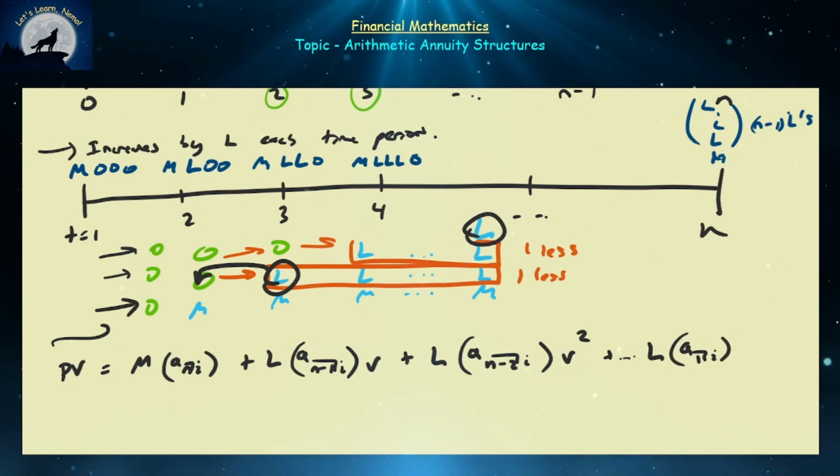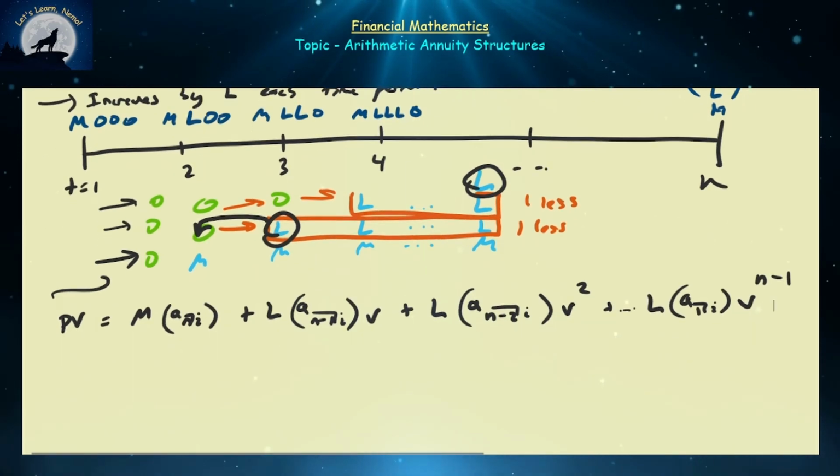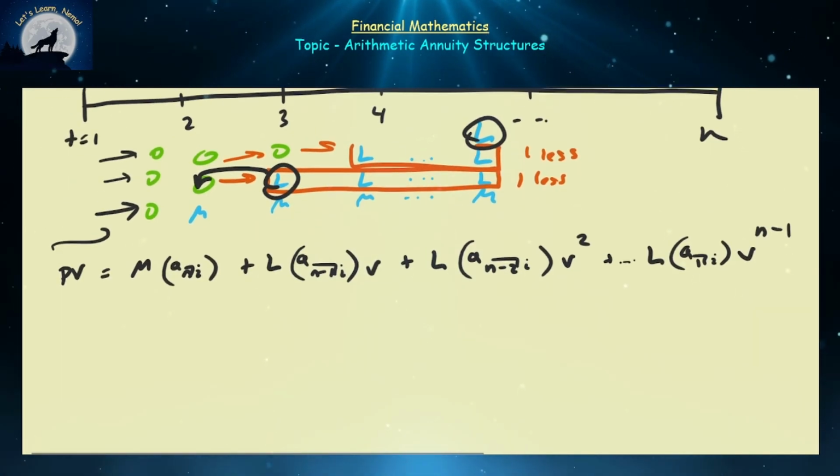And since that is n minus 1 times, that's going to be ν to the power of n minus 1, because n will go back to t equals 0, but we want that to be an annuity immediate, so that first payment should be at t equals 1. So that's the very first, very important sequence that you should be able to write.